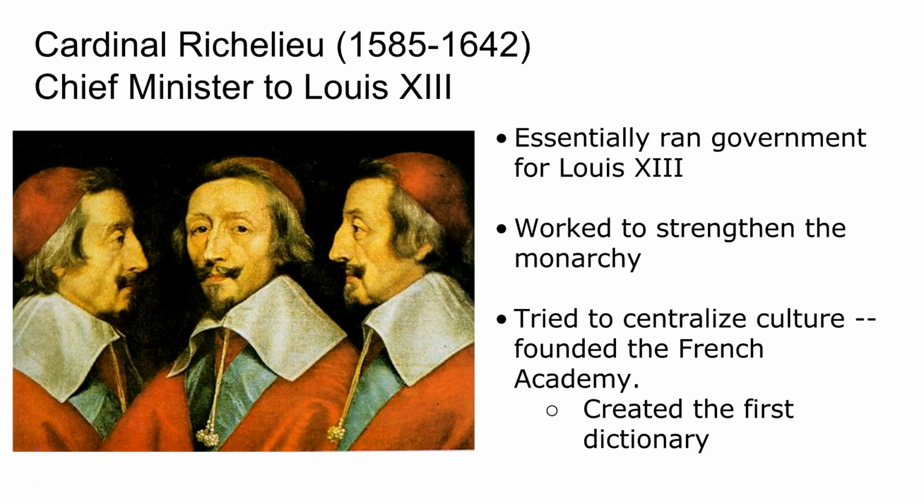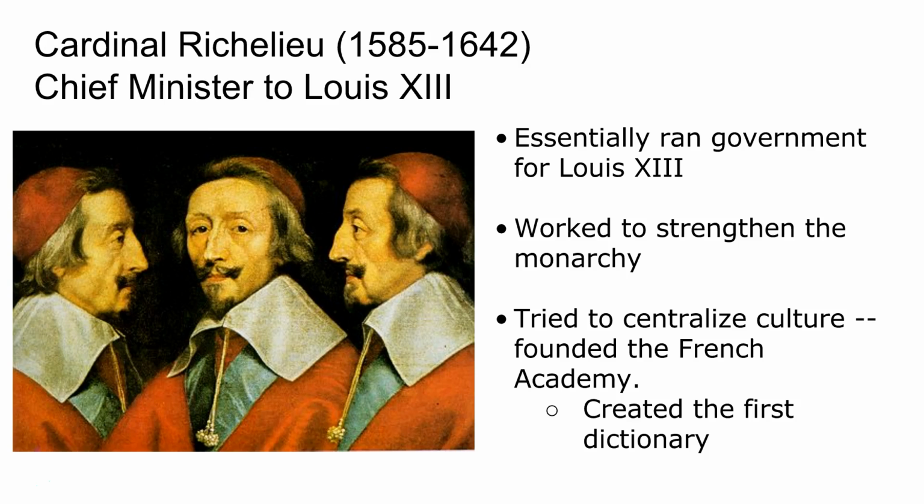So, Cardinal Richelieu essentially runs the government for Louis XIII. He is the main guy. He makes all the policies. He runs the government. His entire goal as chief minister is to strengthen the power of the king. He wants to centralize the monarchy. He wants to centralize the government. And in addition to that, he wants to centralize culture.